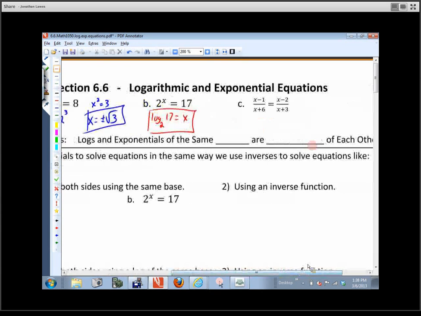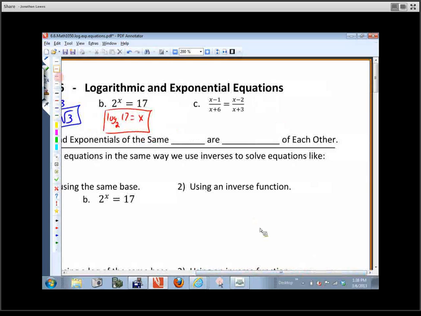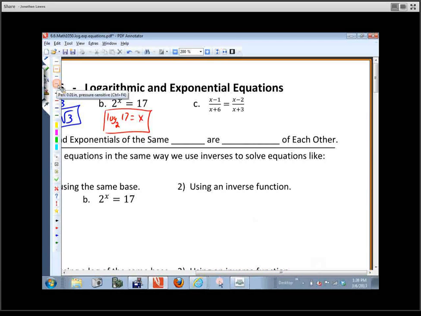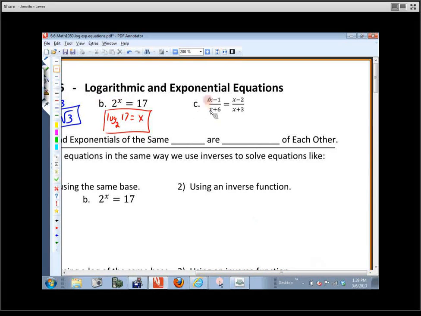Okay, and then let's take a look at this problem right here. Haven't done these for a while. Maybe. Suggestion that we shouldn't do them at all. Okay, what do I do here?